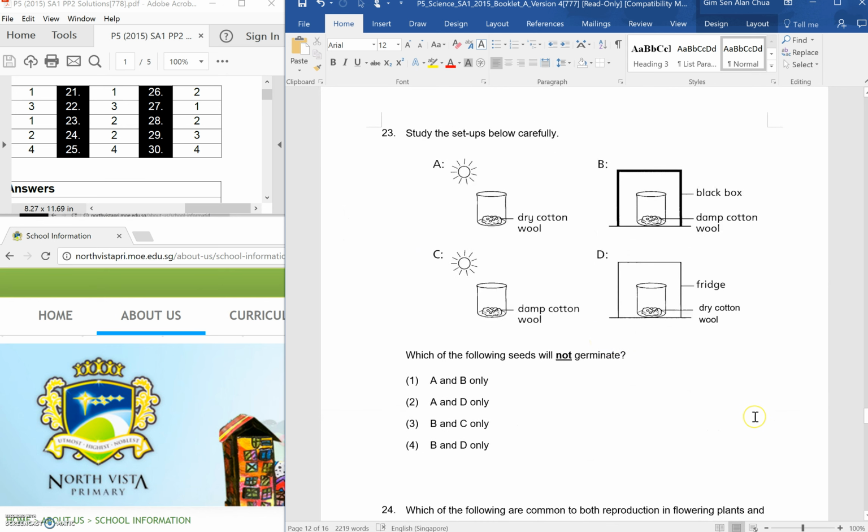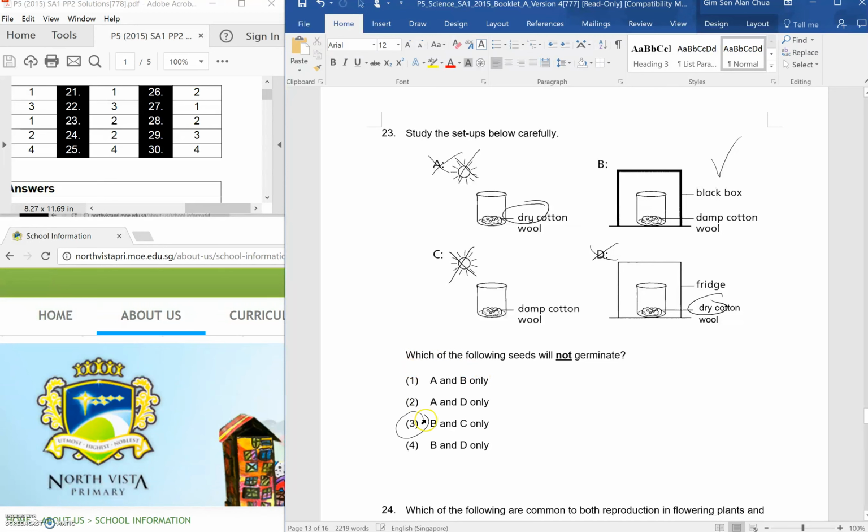Which one will not germinate? Once again, it's germination. Germination doesn't require sunlight, but it requires warmth. Let's cross out all the irrelevant ones. Dry cotton wool, so we know that A and D are out. So we have here damp cotton wool, black box, but that doesn't mean no warmth. So this is okay. B and C, we have the answer, number 3.